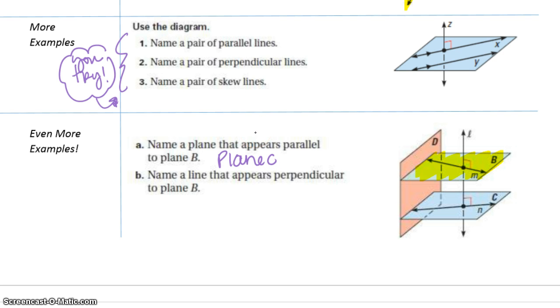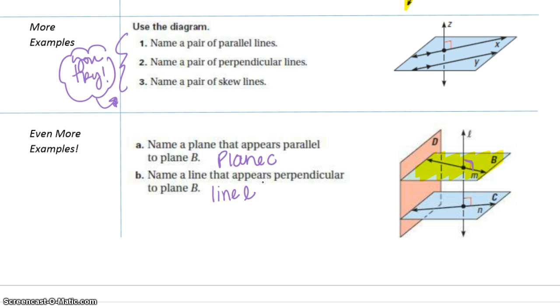That doesn't look parallel. So it says, name a line that appears perpendicular to plane B. So look at plane B. What line hits it at a 90-degree angle? Well, I see 90 degrees here, right? However, we got to figure out what line they're trying to talk about. Well, M is laying on the plane. So if it's on the plane, then it's definitely not perpendicular to the plane. So the line that's going through must be the one perpendicular to the plane. And that would be line L.